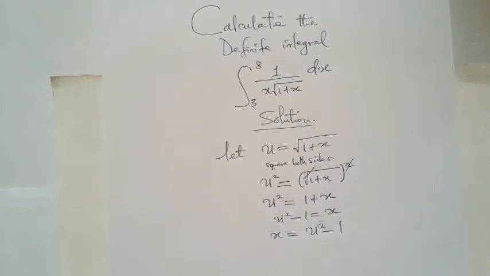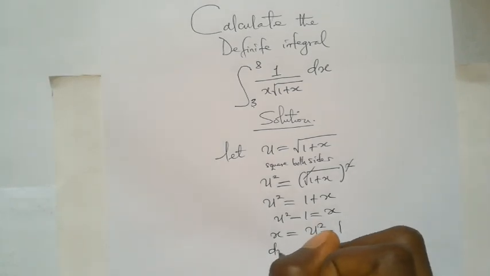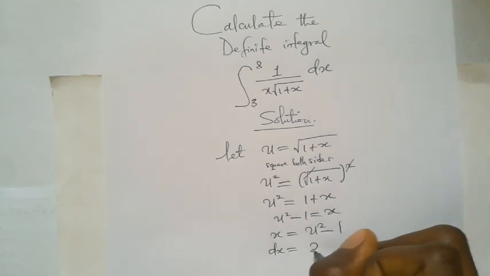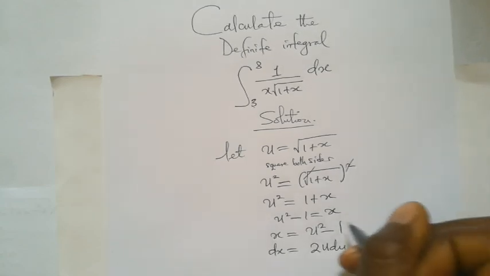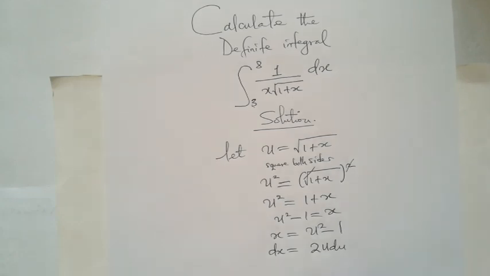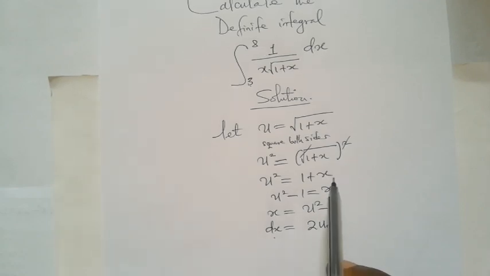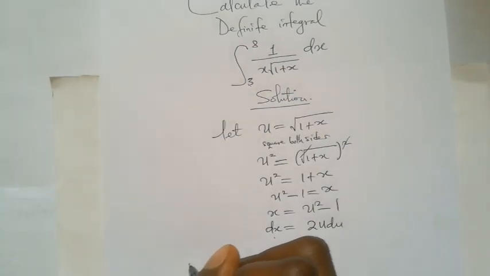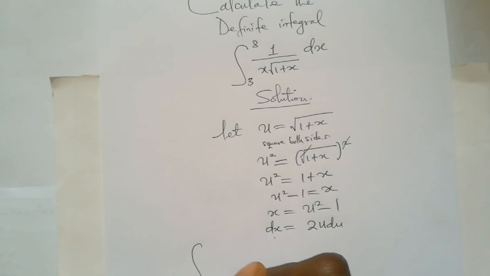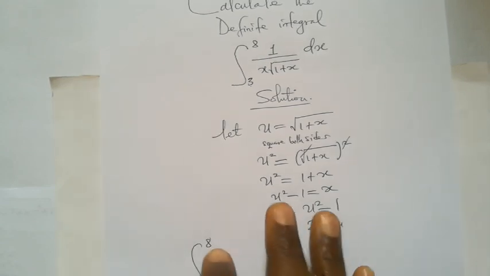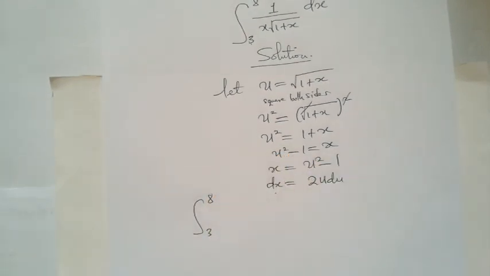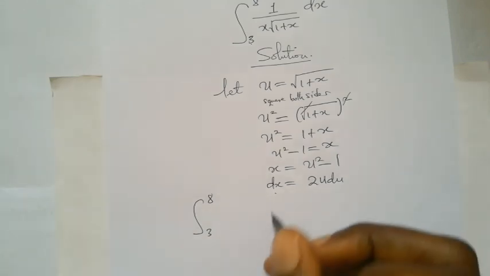So let's differentiate x with respect to u. This is going to give us dx is equal to 2u du, since the differential of 1 is 0. So let's substitute the value of dx in the main equation. We are going to have the integral from 3 to 8.